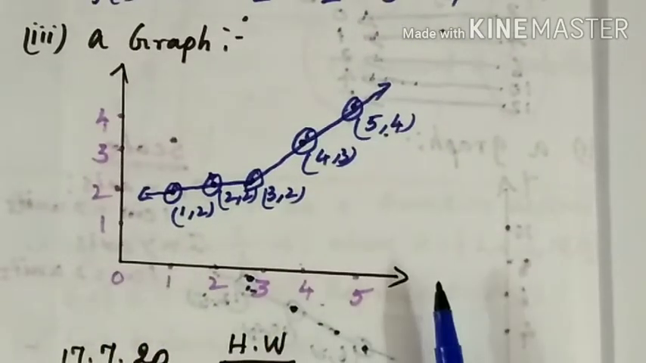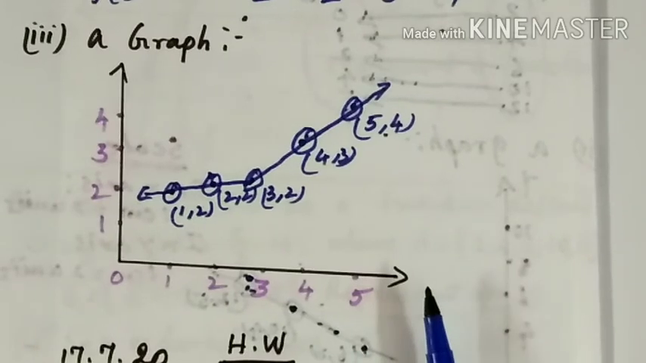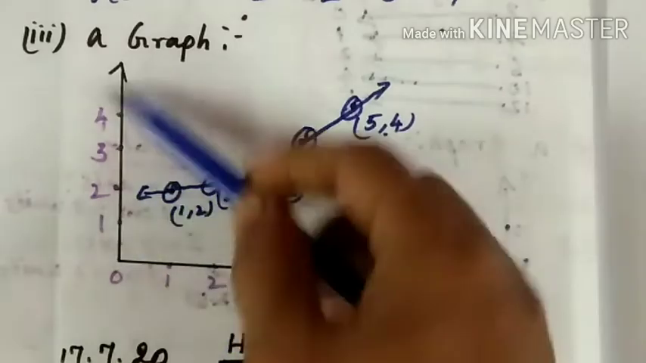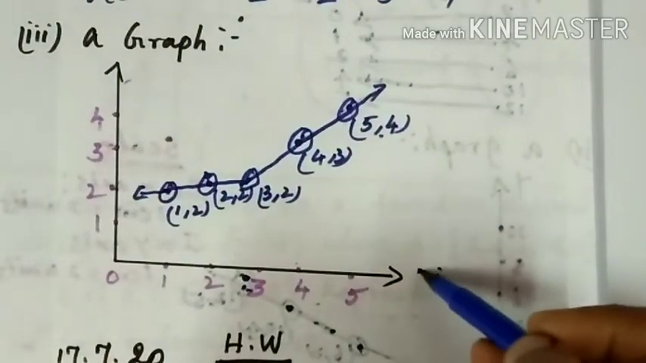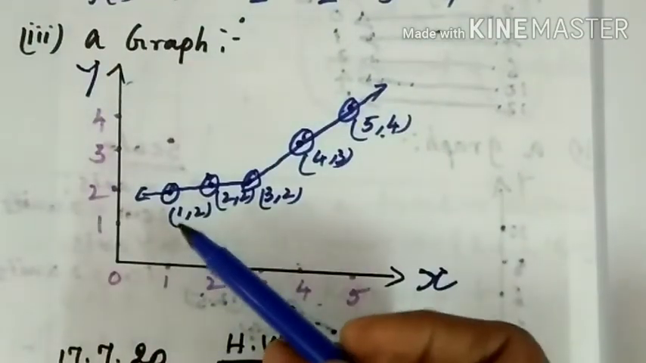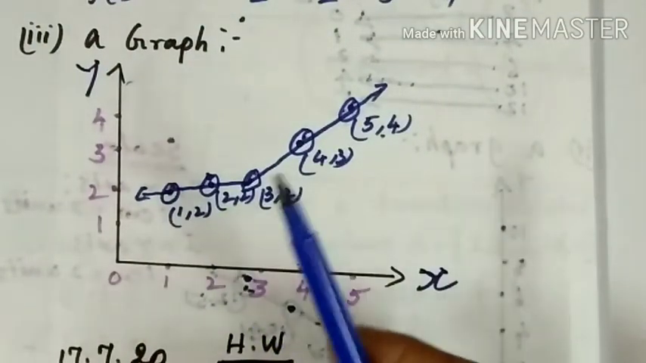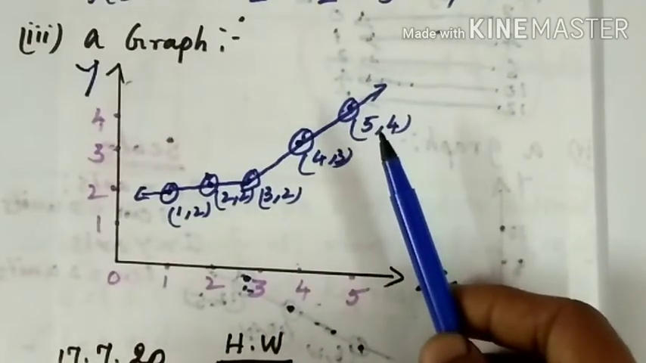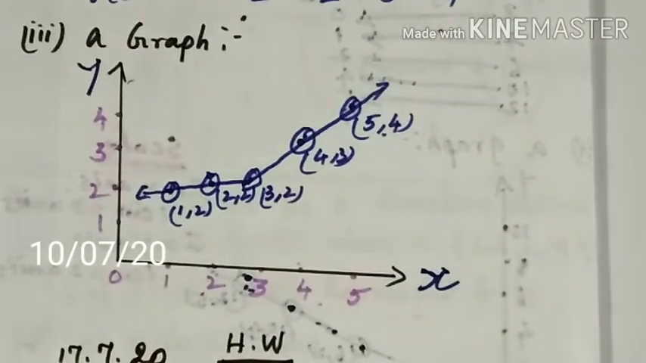Then in the graph, in x axis 1 centimeter is equal to 1 unit. In y axis 1 centimeter is equal to 1 unit. Now you plot the given ordered pair points, and we get the graph like this. This is the answer for the third subdivision.